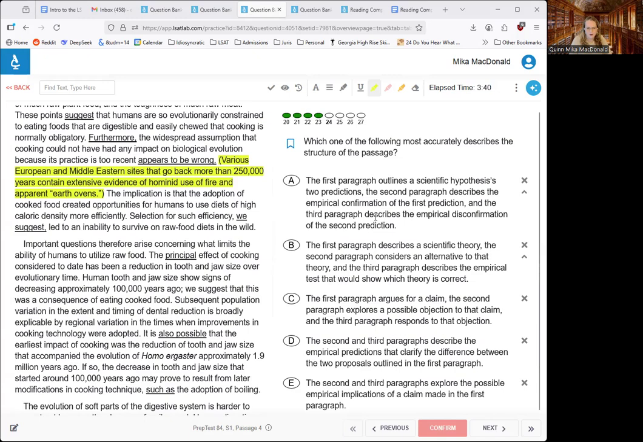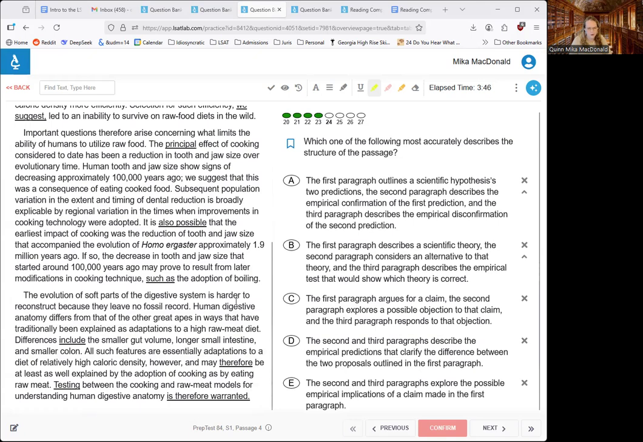But when I get to this third part, describes the empirical disconfirmation of the second prediction. The whole point of the third paragraph is we don't know, right? We need more testing because it's hard to tell if this is high raw meat or high caloric density that drove these changes. So A feels good, but then that third piece, utterly incorrect, can't be correct. I look at B, third paragraph describes an empirical test to show. No, the author says that testing is warranted. They never describe what sort of test they think would be the most appropriate or the most effective.